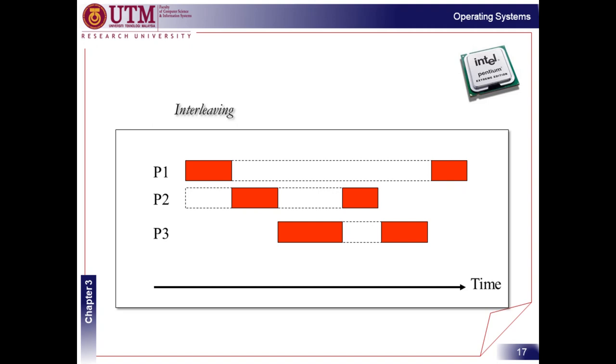In this slide, each process has some CPU bursts shown as solid red bars and some I/O bursts shown as gaps. The CPU scheduler switches between the processes whenever a CPU burst ends or an I/O burst begins. This way, the CPU utilization is maximized and the processes can make progress concurrently.